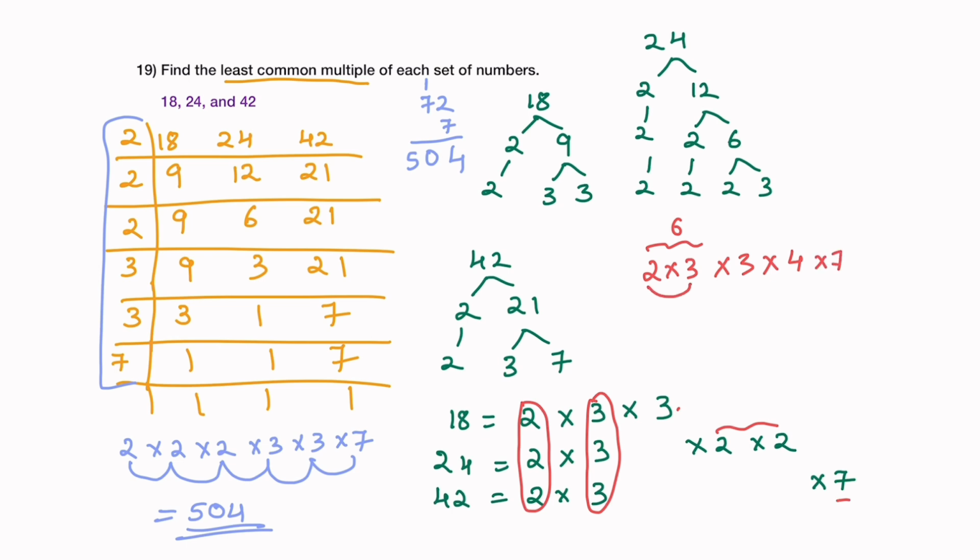So 2 times 3 is 6. 6 times 3 is 18. 18 times 4 is 72. And 72 times 7, we already did that here, right? So that's 504. And it's done.